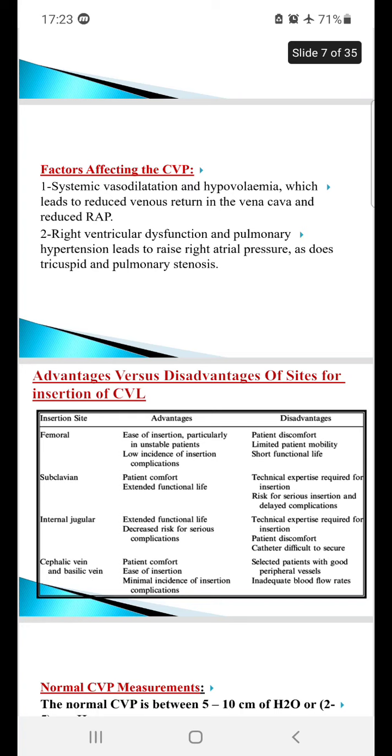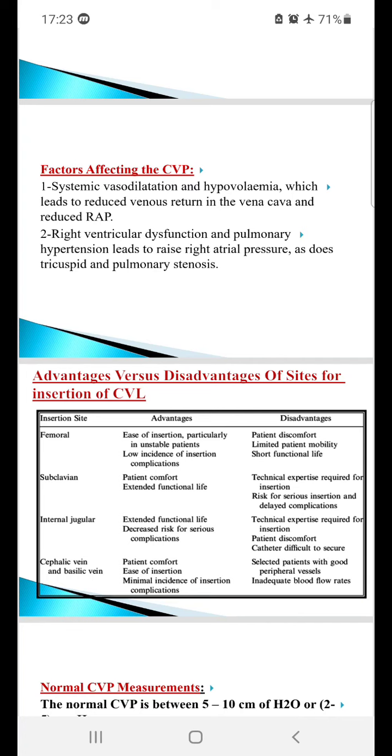Advantages versus disadvantages of sites for insertion of CVL. Femoral advantages: ease of insertion, especially in an unstable patient, and low incidence of insertion complications. Disadvantages: patient discomfort, limited patient mobility, short functional life. Subclavian advantages: patient comfort, extended functional life. Disadvantages: technical expert required for insertion, risk of serious insertion and delayed complications.